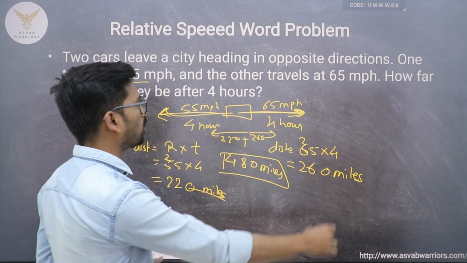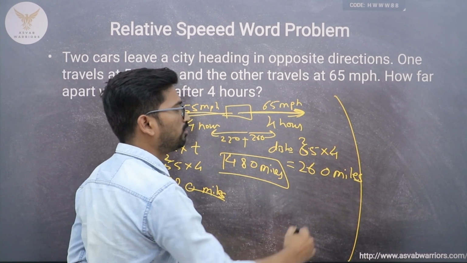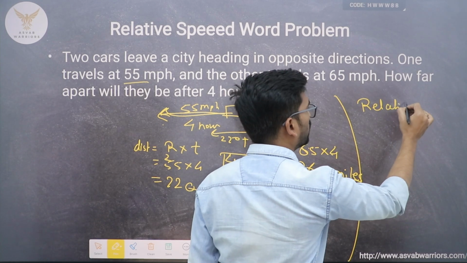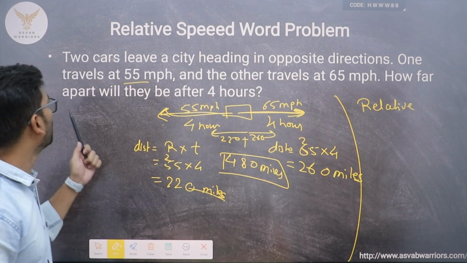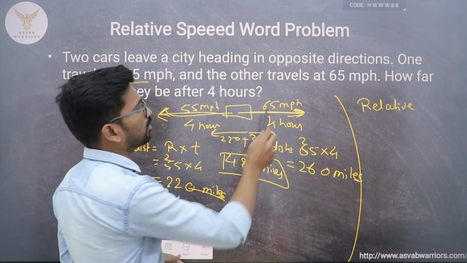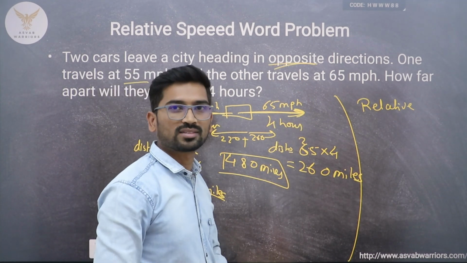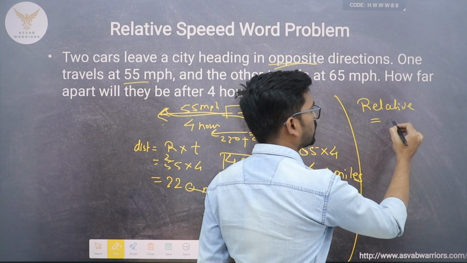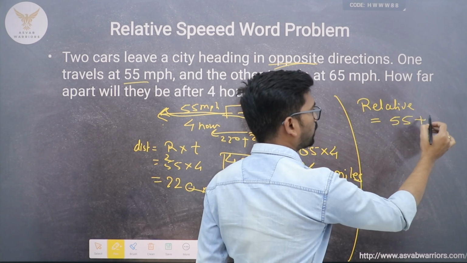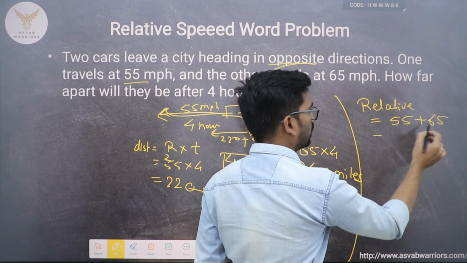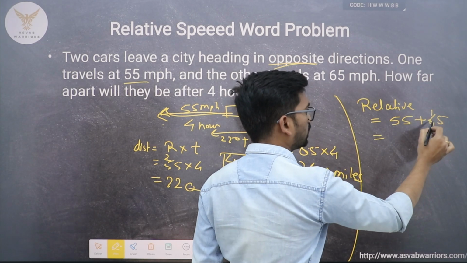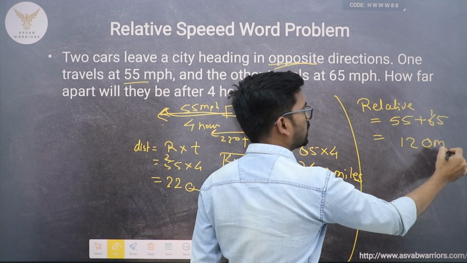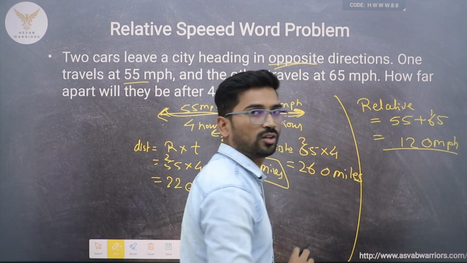And we will solve it using the concept of relative speed. How do we calculate relative speed? When the vehicles are traveling in the opposite direction, we just add the speed of each vehicle. So which is 55 miles per hour plus 65 miles per hour. 5 plus 5 is 10, carry 1. 6 plus 5 is 11 plus 1. 120 miles per hour will be the relative speed.